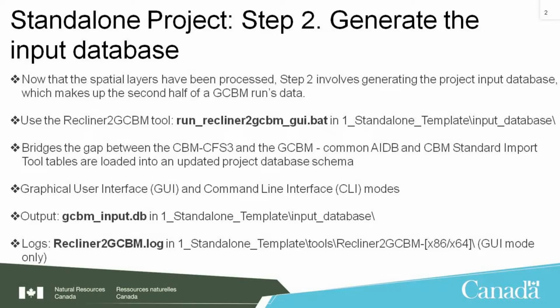The Recliner to GCBM tool is written in C# and it bridges the gap between the aspatial CBM CFS3 and the spatially explicit GCBM. It uses the same default archive index database with Canadian non-spatial parameters as the CBM CFS3. It can import a yield table in CSV or Microsoft Excel format, and after a bit of configuration it will generate the SQLite formatted GCBM input database.